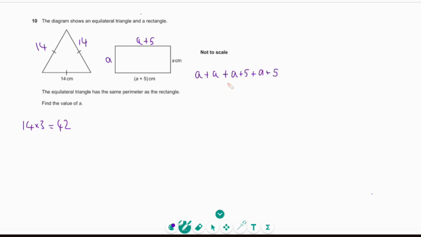That all simplifies to 4a plus 10. So we know 4a plus 10 is equal to 42. We solve this equation to find a by subtracting 10 off both sides, dividing both sides by 4, which gives a is 8.